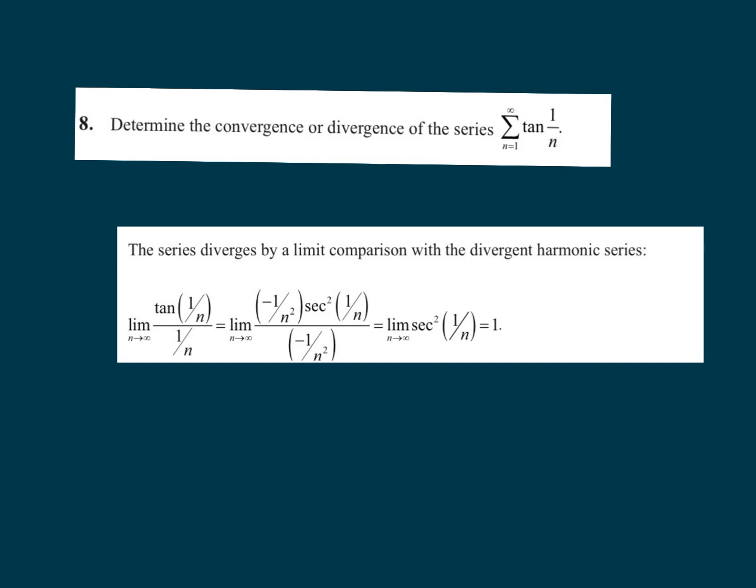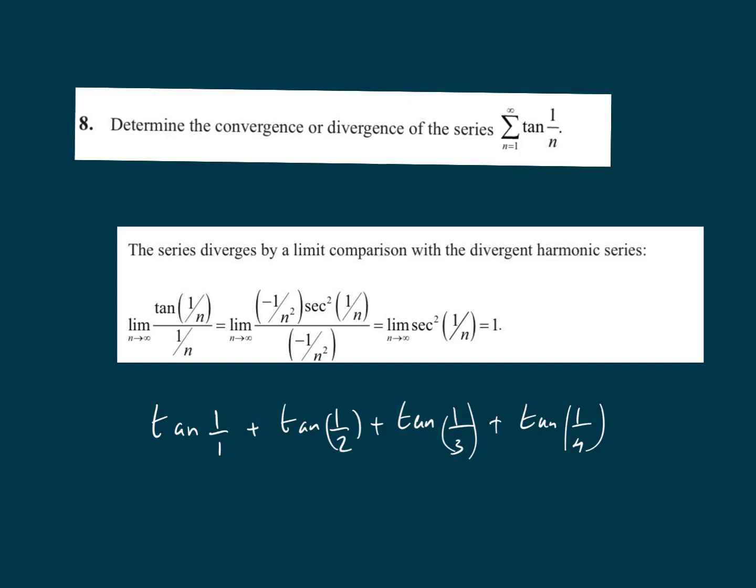Determine the convergence of the series tangent of 1 divided by n. Let's write the series: tangent of 1 divided by 1, plus tangent of 1 divided by 2, plus tangent of 1 divided by 3, where 1 is in radians of course, plus tangent of 1 divided by 4, etc.